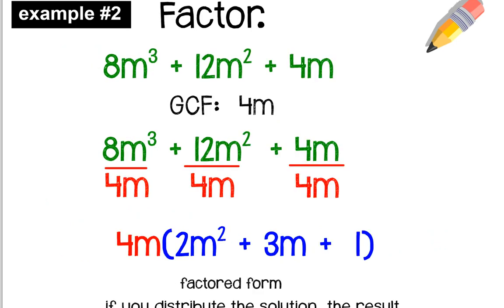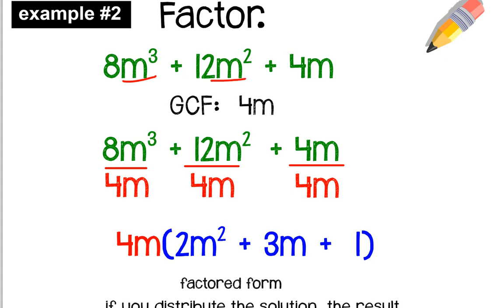Here's the second example that does include a variable. So always look first at your coefficients or constants, and the smallest one is 4. So the highest my GCF can be is 4. And 4 does evenly divide into each of these terms, so my GCF numeral will be 4.